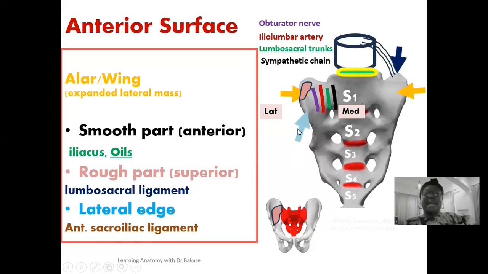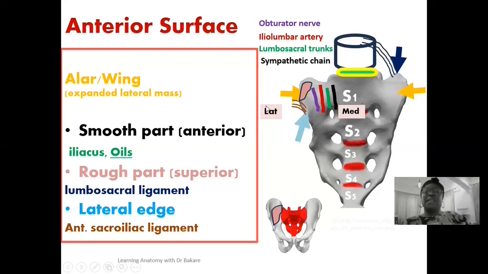Then if you look at the lateral edge at this point that is arrowed here in blue, the ala is related to the anterior sacroiliac ligament. We know that the next region that will be seen around this space is the ilium of the hip bone, and there's going to be a connection between the ilium and the sacrum at this region, and this will be taken as the sacroiliac joint. We also have ligaments reinforcing this joint anteriorly.